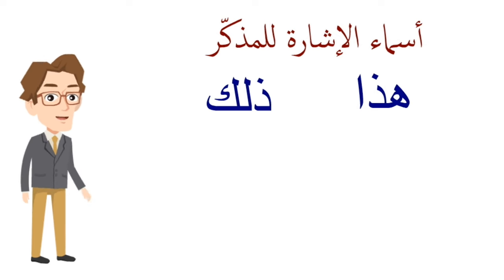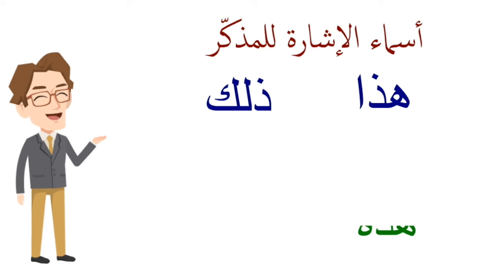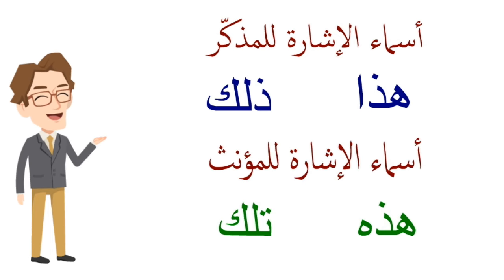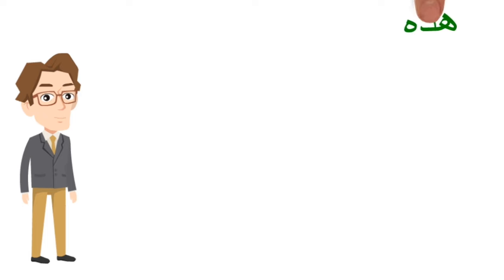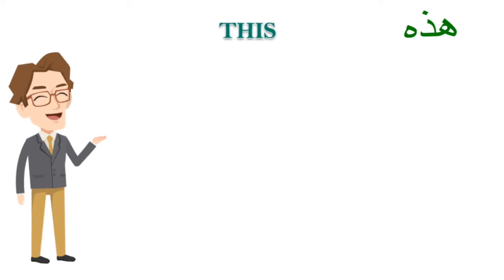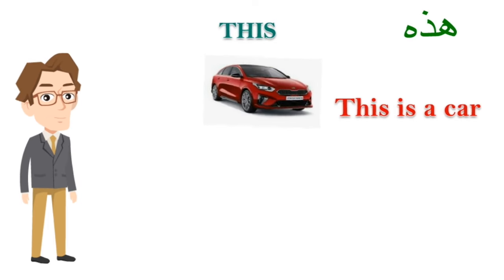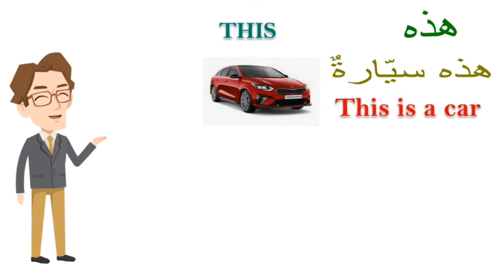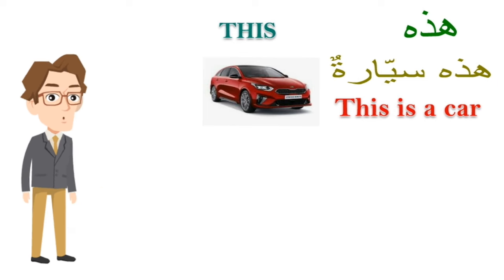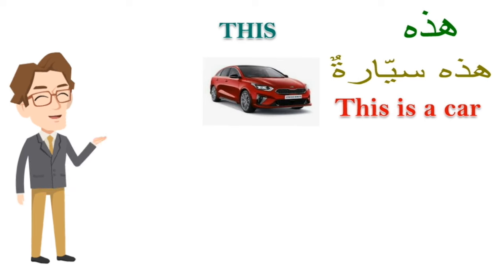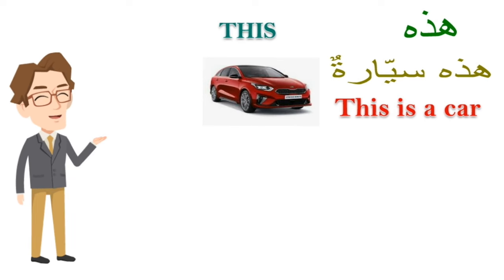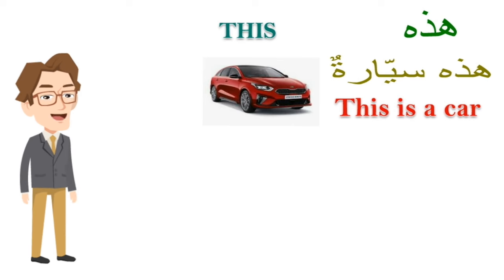And contrary to that, we have two more words, hadhihi wa tilka. These are used for feminine demonstrative pronoun. For example, hadhihi. Hadhihi means this. And we use this hadhihi when something is near. For example, this is a car. Hadhihi sayyaratun. This is a car. We use hadhihi because this sayyara word is feminine in Arabic language. So we use hadhihi. We will not use hadha.